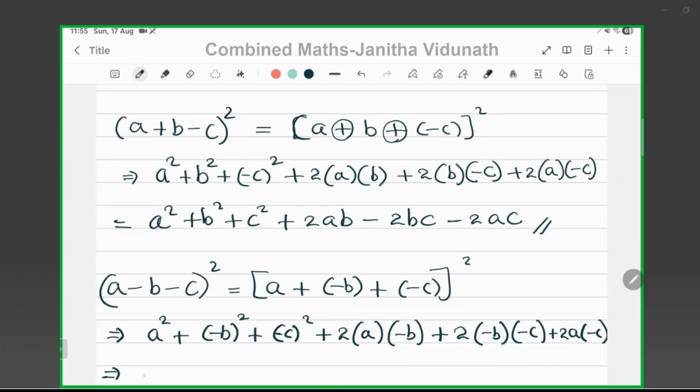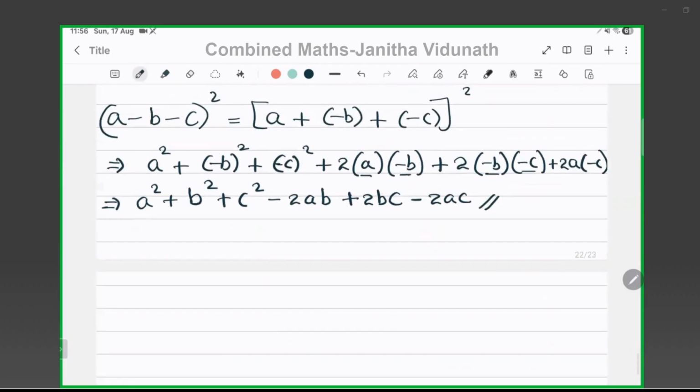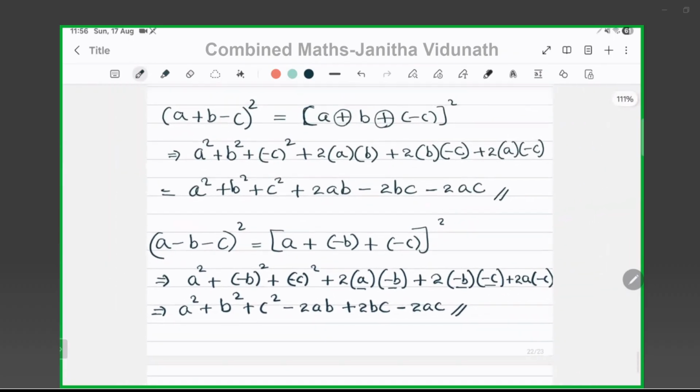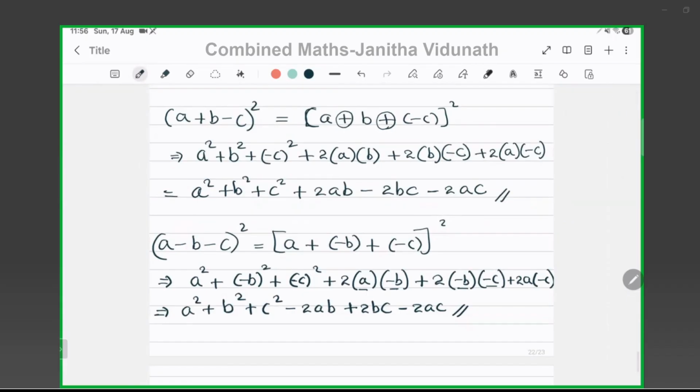Then we get the final result as a square plus b square plus c square minus 2ab. Here plus a times minus b means minus 2ab, and minus times minus is plus, then we get plus 2bc, and finally we get minus 2ac. This is the final answer. Again, I will give 1 minute to write down these two expressions.